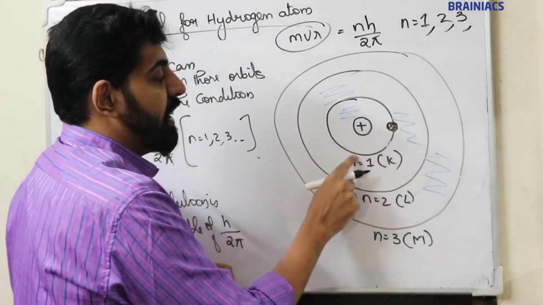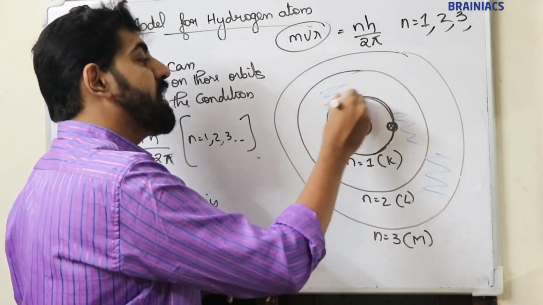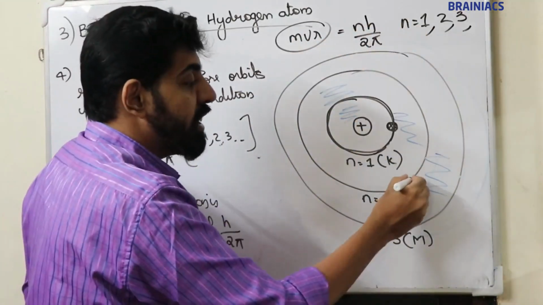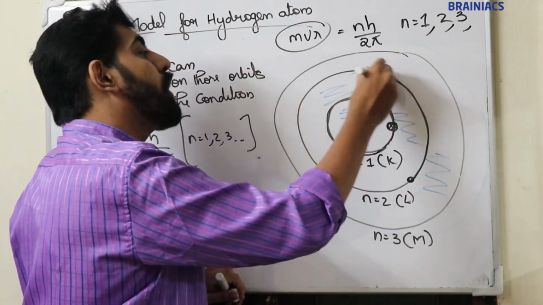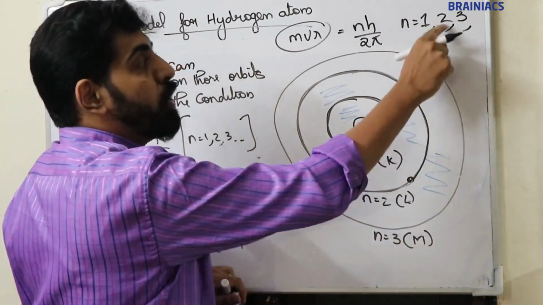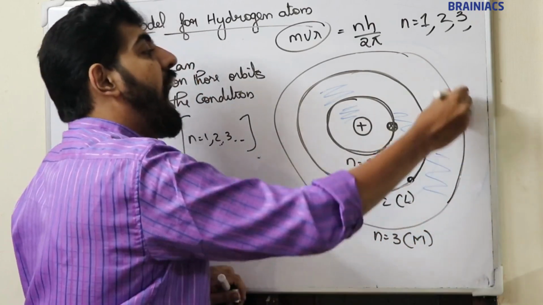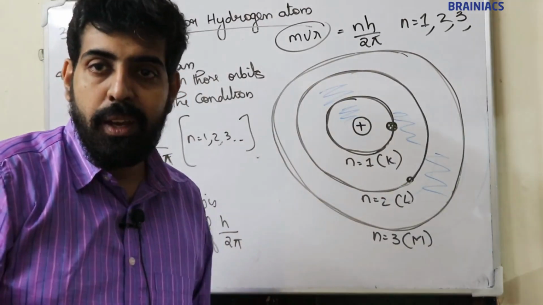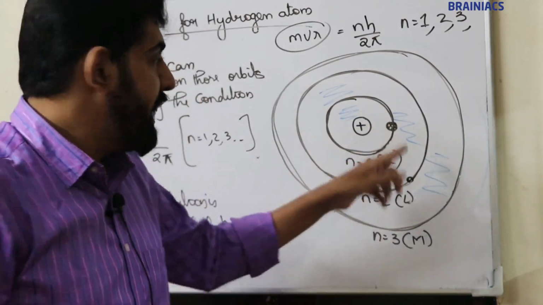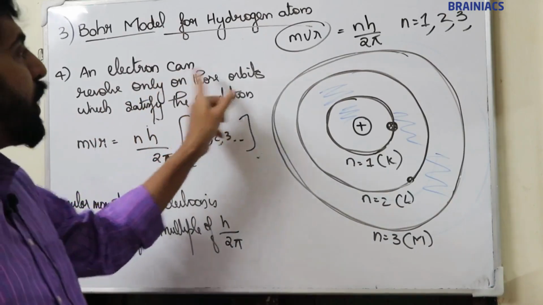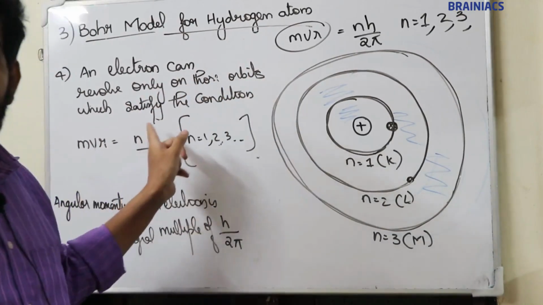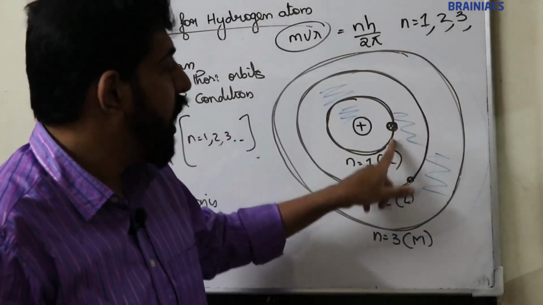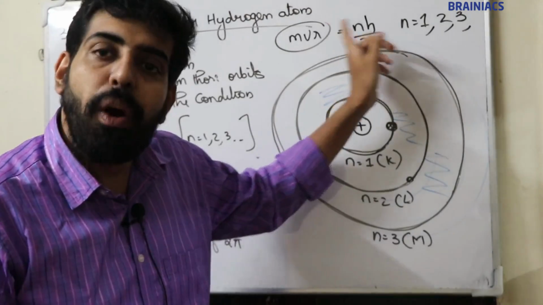Here, for n is equal to 1, that is in this orbit, angular momentum will be equal to nh by 2 pi, n is equal to 1. Second, in this orbit, angular momentum is equal to nh by 2 pi because n value is equal to 2. Now for this orbit, angular momentum value will be equal to nh by 2 pi. This shows that an electron can revolve only on those orbits which satisfy mvr equal to angular momentum equal to nh by 2 pi. For this orbit, n value is 1, so mvr will be equal to 1h by 2 pi.